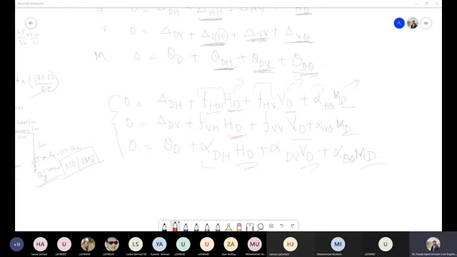So can anyone tell me what should be our approach to calculate these deflections? Which method should we use? Ibrahim.